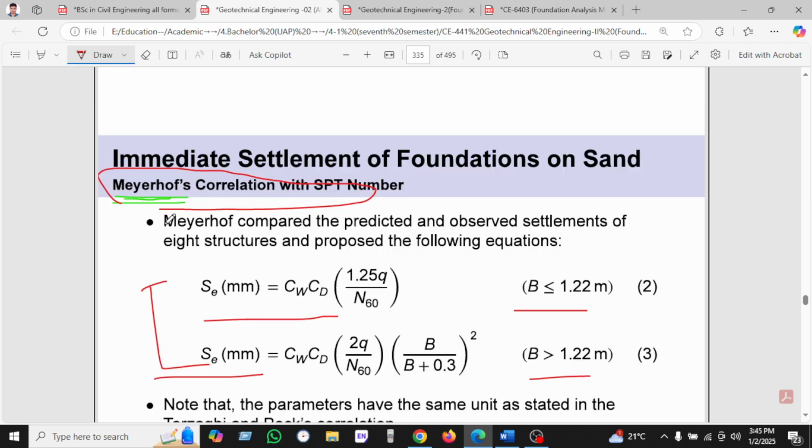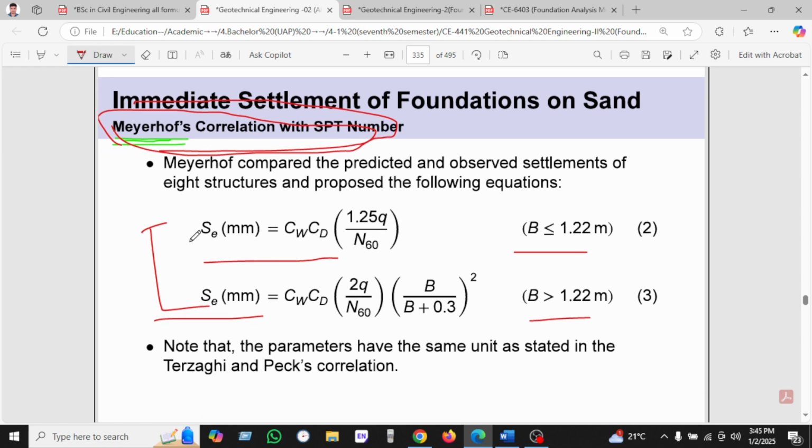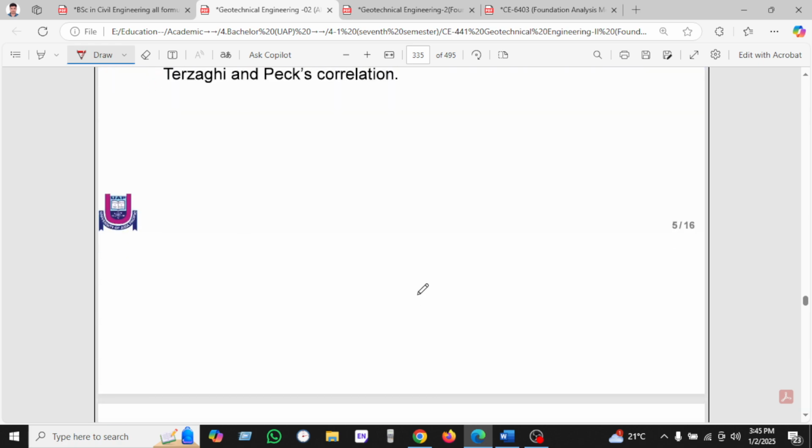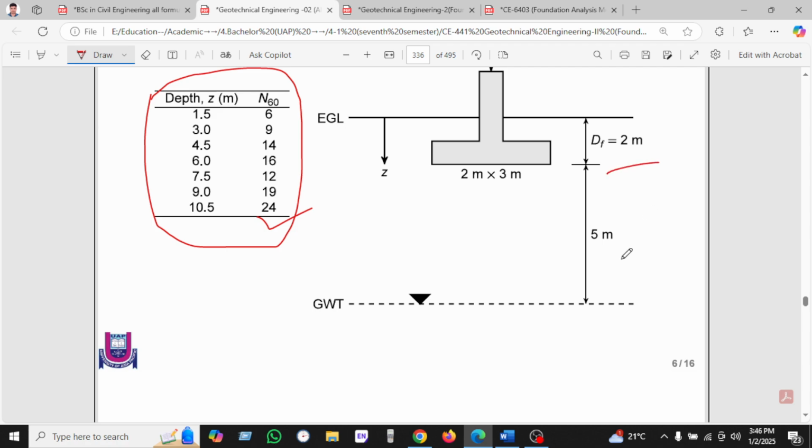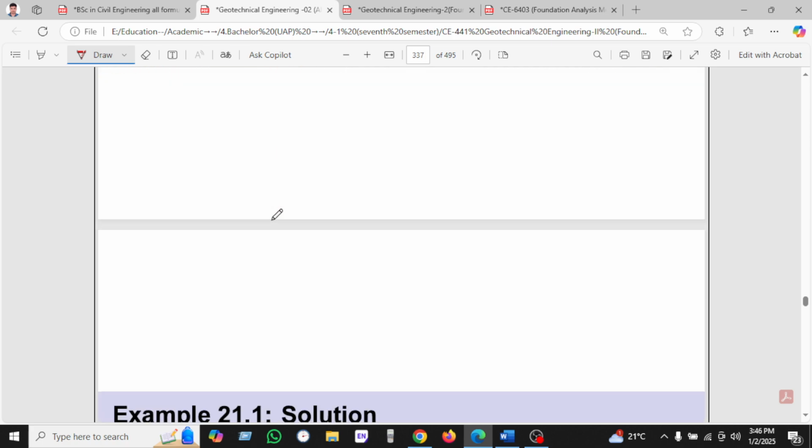So let's see another, this is the Meyerhof correlation with the SPT value. Meyerhof is given by this equation when B is less than 1.25, and when B is greater than 1.25 we will use this equation. So let's see an example. Determine the immediate settlement of the foundation shown in the given figure. The vertical load is given, and DF, and all the depths and SPT values are given here.